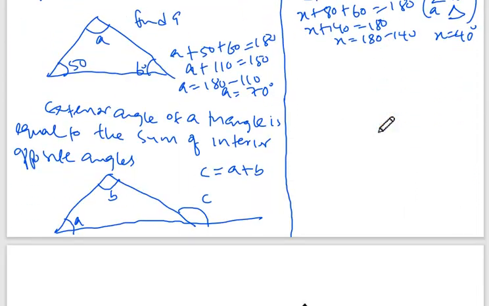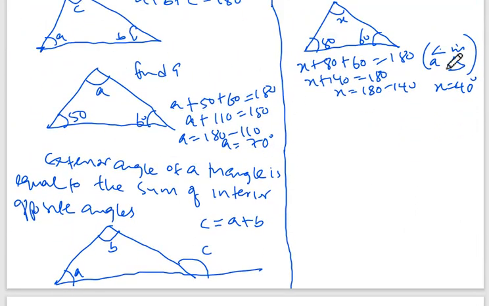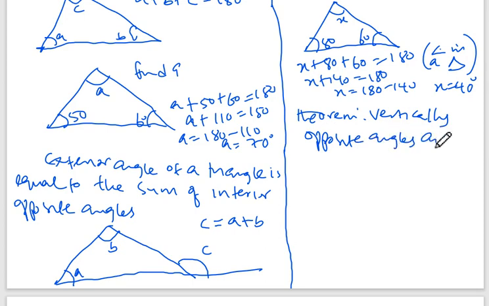And another thing I want you to know is this theorem. Vertically opposite angles are equal. If you have this, it's always in the form of an x. This angle is always equal to this angle. This angle is always equal to this angle. So if this is A, this will also be A. If this is 60, this will also be 60.